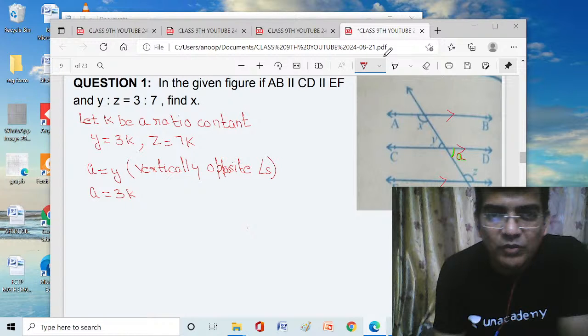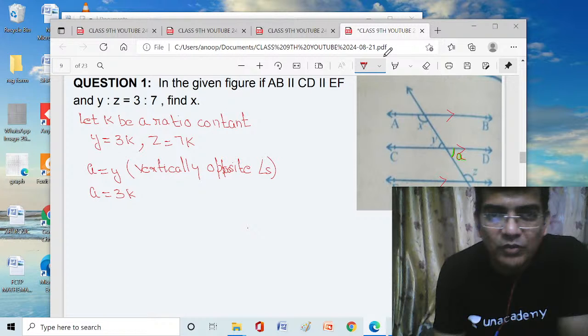So their sum will be 180. Now A is 3k and Z over here you can say is 7k. So that is equal to 180. So I can say 3k plus 7k is 10k. So 10k is equal to 180. So I am getting value for ratio constant as 18.